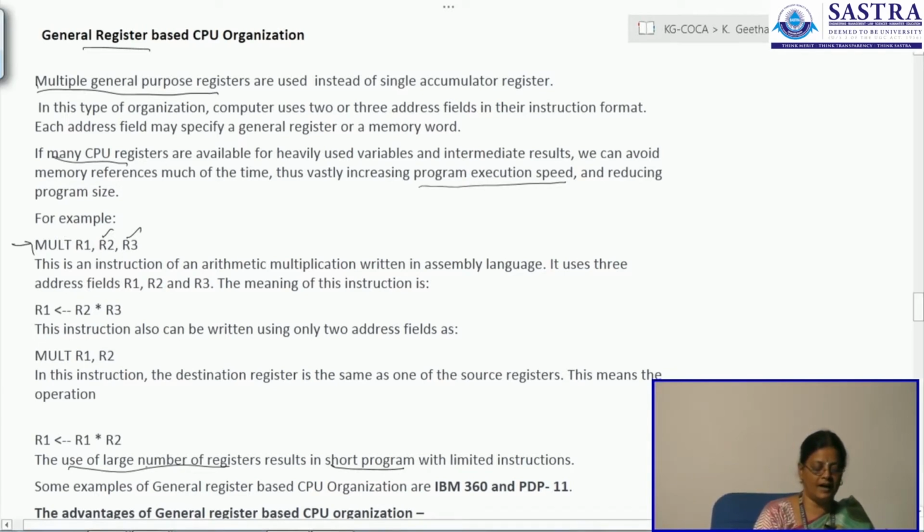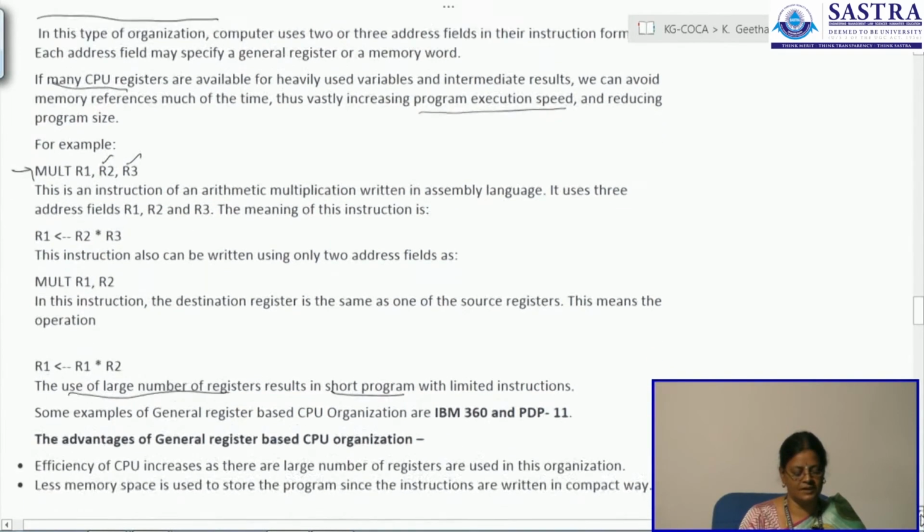So whenever we have a large number of registers, the program size is going to be minimal. If the program size is minimal, obviously the memory space also will be minimal. And if the registers already have enough data for me, I am able to skip the memory reference, and whenever I am skipping the memory reference, obviously I can reduce the execution time. So that's what will be claimed as an advantage of the general register organization.